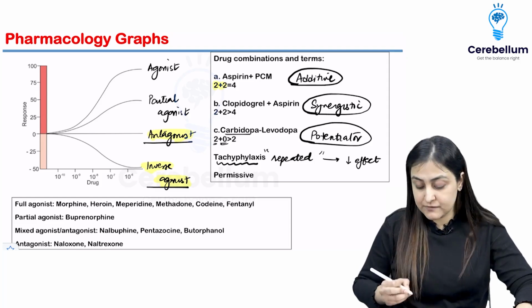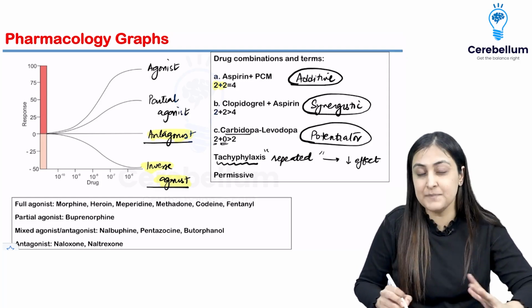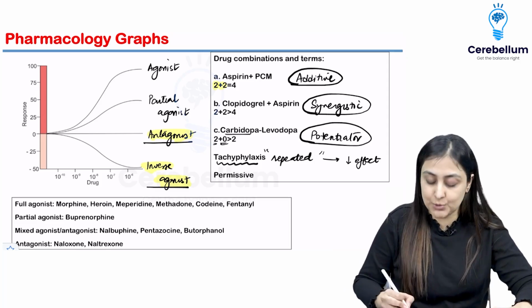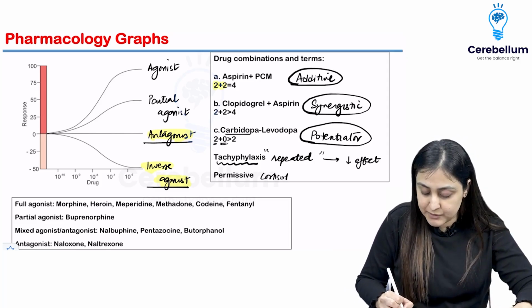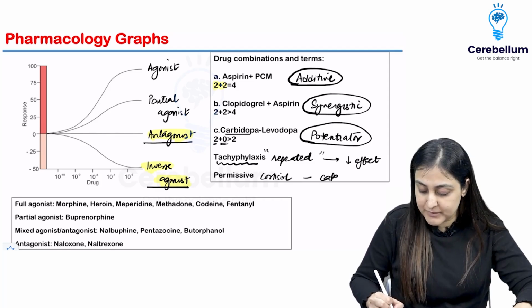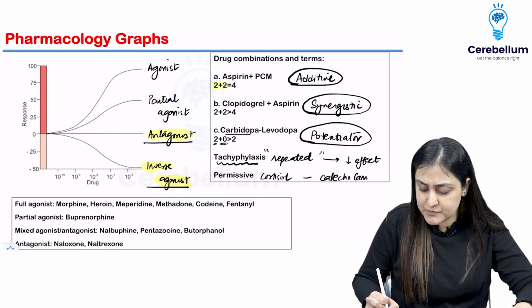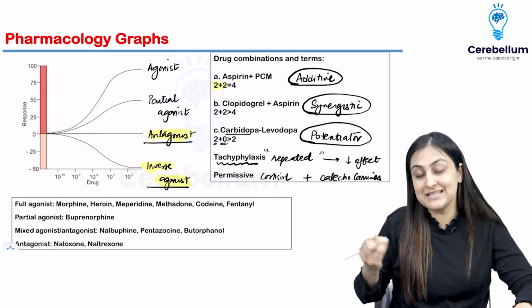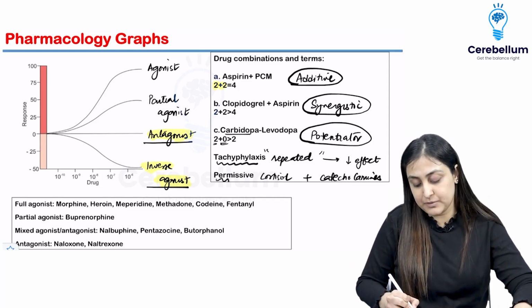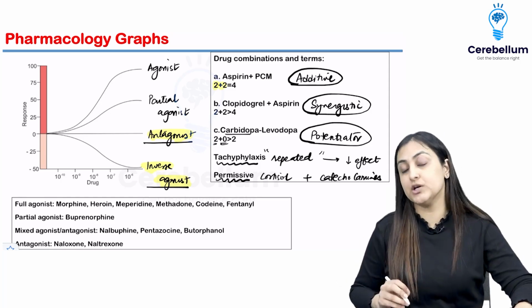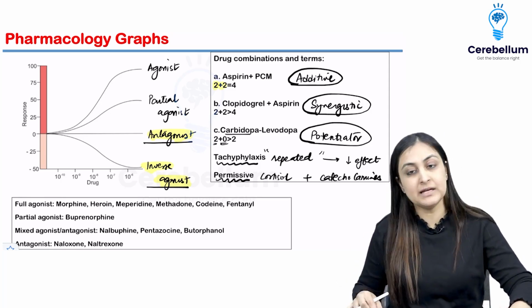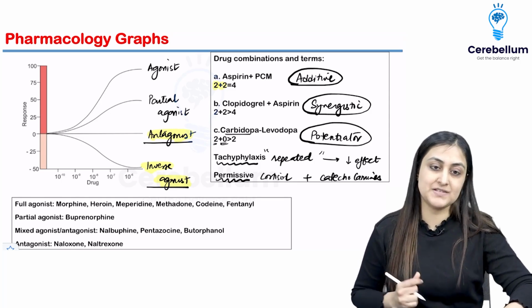What is a permissive effect? A permissive effect is when some substance is needed for another to act. Like cortisol acts as a permissive effect for catecholamines. Only when cortisol is present can catecholamines act. All right, so that is known as permissive effect. So these are a few terms which I thought would be confusing and could be tested, so that is important.